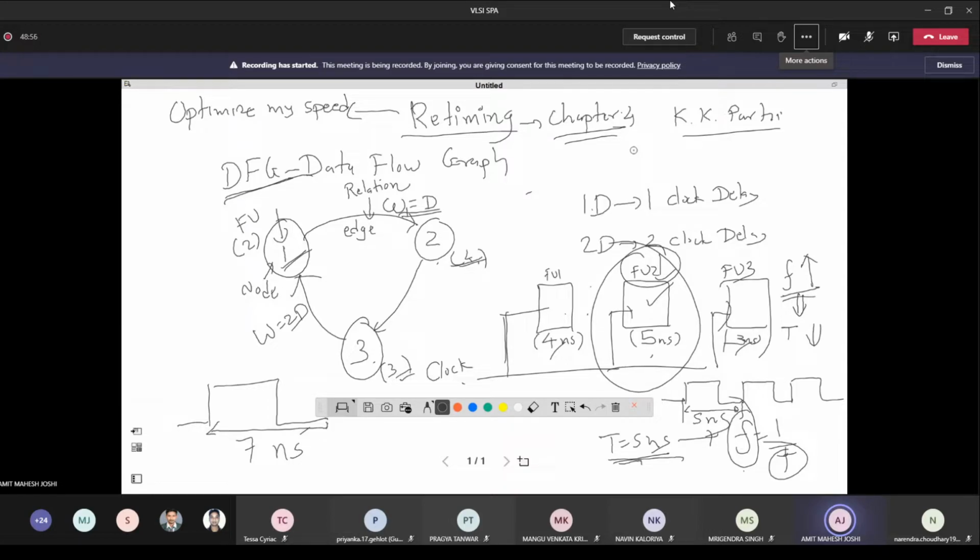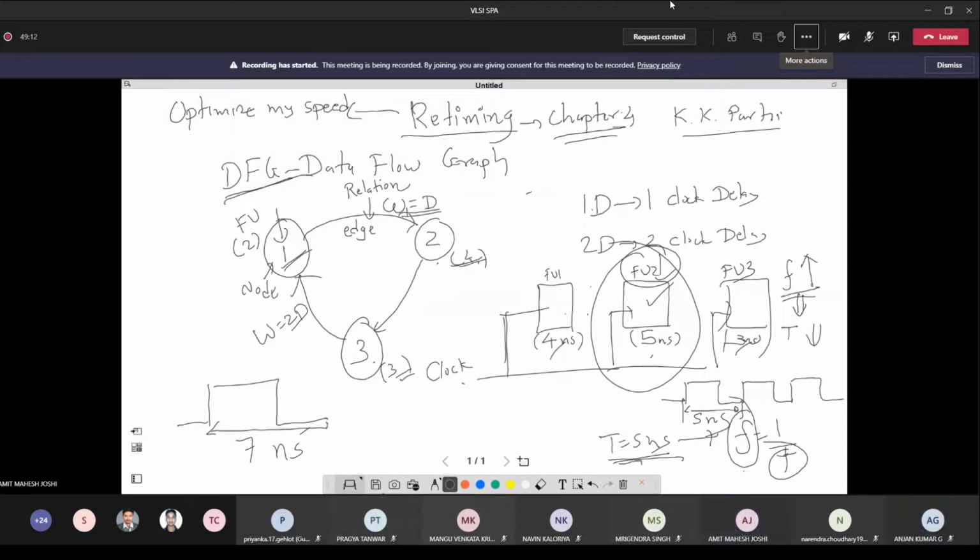Now here, excuse me, sir. Yes. Sir, actually, it is hard for us to trace your pointer, sir. We are getting confused on where you are actually pointing and explaining. Okay.